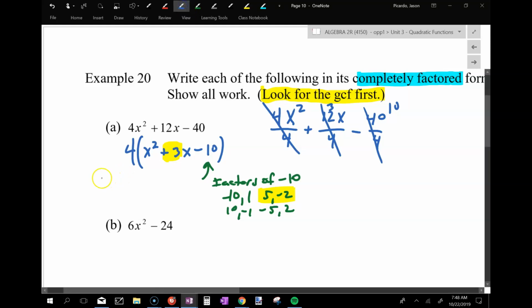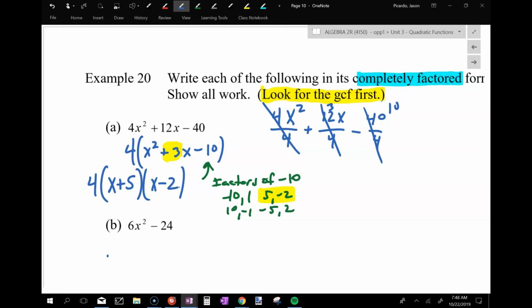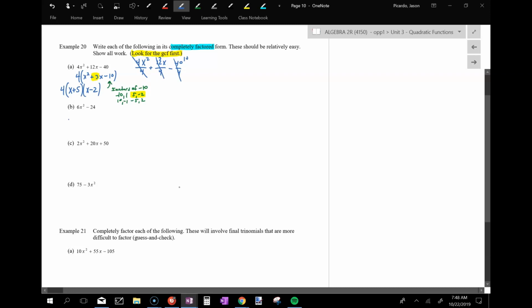And so what am I left with? I have the 4. The 4 doesn't go away, the same way the 2 doesn't go away in the other example, right? Times x plus 5 and x minus 2. And so how many factors did that problem have at the end? It's a good question. 3 factors. The 4, which is a GCF. And then the 2 factors that we created when we factored the trinomial, right? So 3 factors.